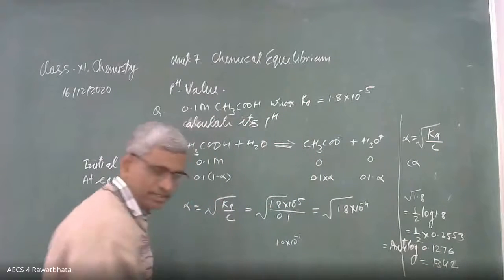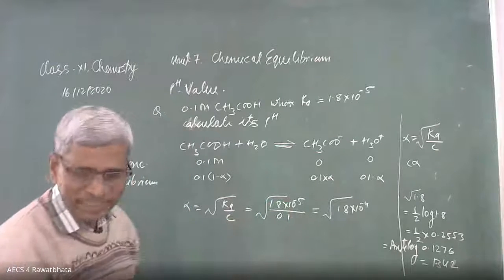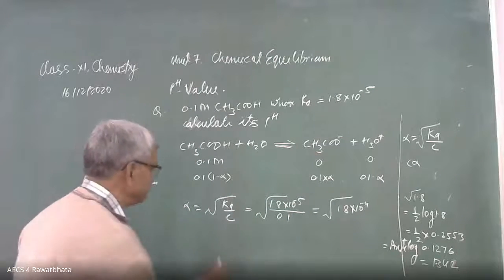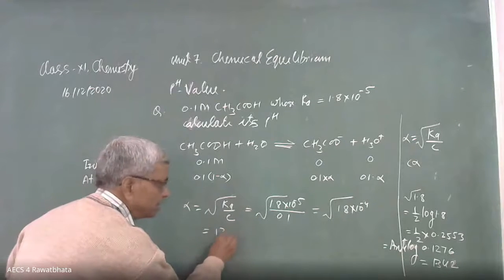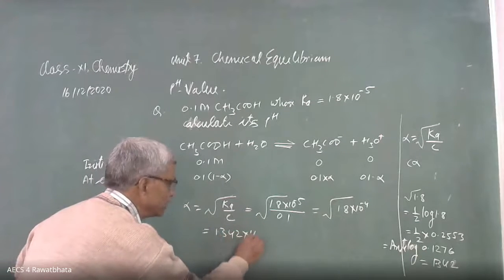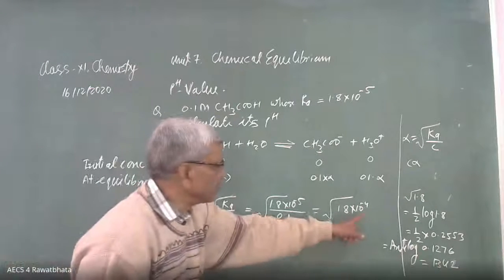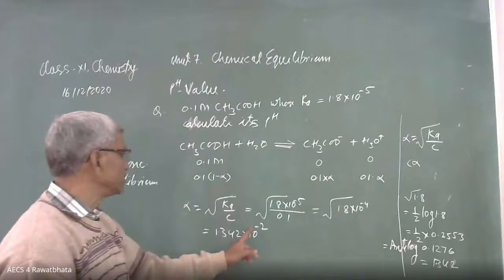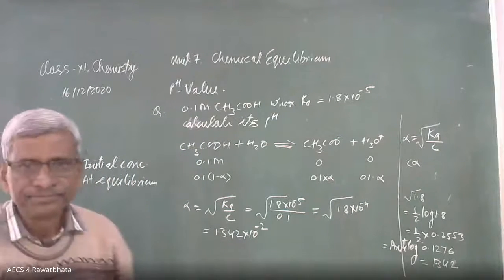So come to this place now. Using the log table, this type of numericals and calculations becomes easy. This is equal to 1.342 into 10 raised to power minus 2. Here, see that, 10 raised to power minus 4, its square root will be 10 raised to power minus 2. This is the value of degree of dissociation. Okay, beta?